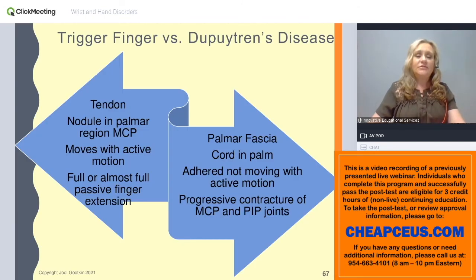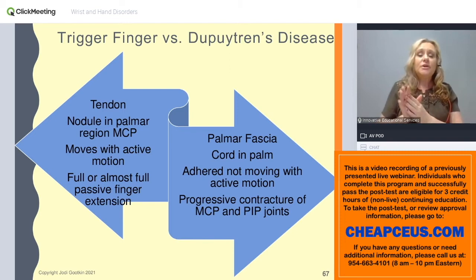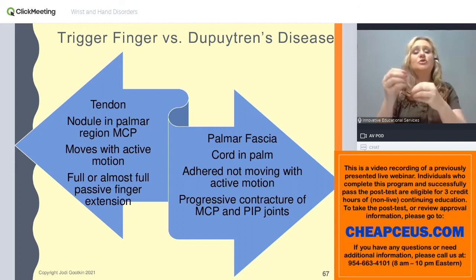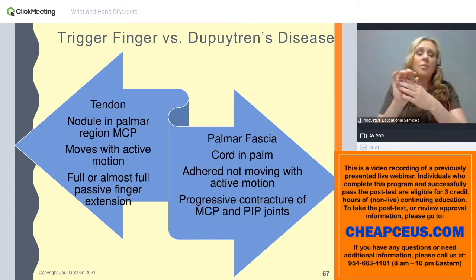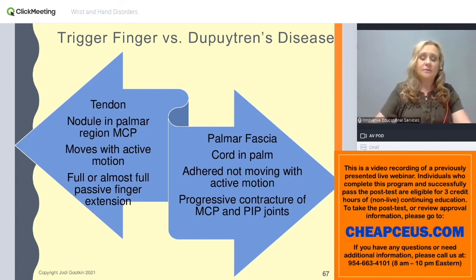Looking at that difference between trigger finger and Dupuytren's disease, in trigger finger we're going to actually feel that nodule because it's the sheath that's bunching up beneath that pulley, versus Dupuytren's, which is a disease of malformation of the fascia and the palmar aponeurosis that leads to these cords and bands that ultimately contract the hand down.